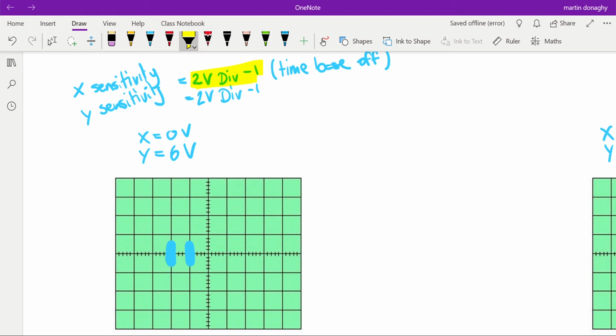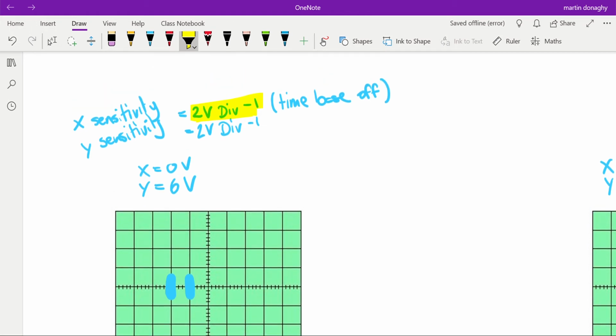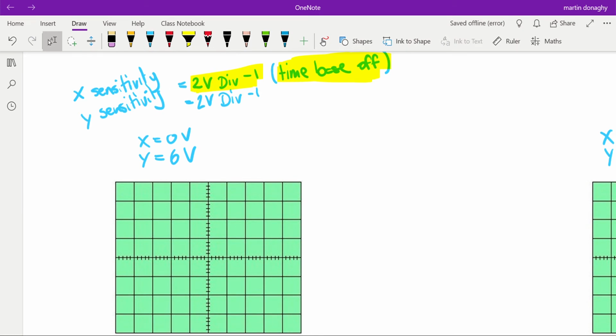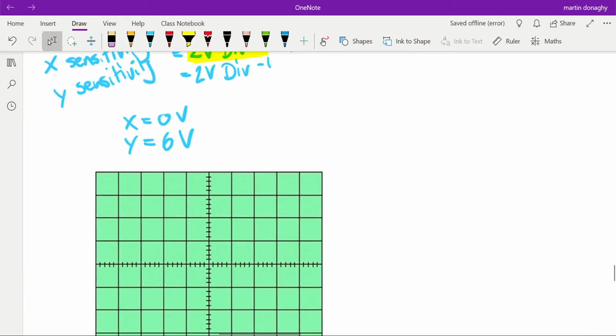It's something you can change on the front of the cathode ray oscilloscope, so you can change it if you've got bigger or smaller currents. We're also saying that the time base is off. We'll explain what that means when it's on later, okay? So, based upon that, let's say across our horizontal deflection plates, our x-axis, we have an input voltage of 0 volts to deflect them, and across our y we have 6 volts.